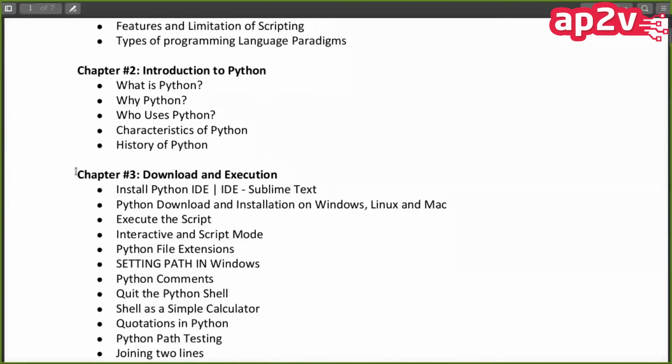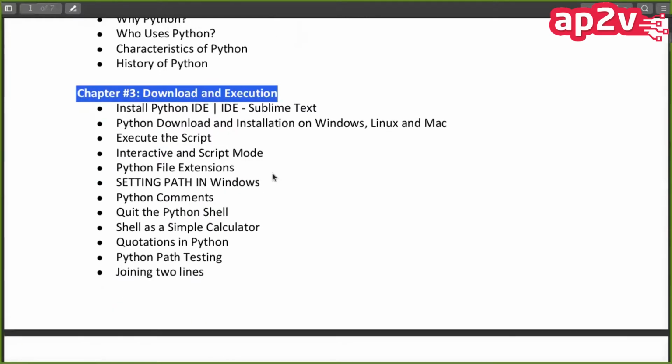In chapter 3, we will discuss downloading and executing Python on different platforms. Because Python is a cross-platform programming language, whether you create your code on Windows or Linux, you will be able to execute the same code on a different platform. So how can you set up an isolated development environment on different operating systems, for example Windows, Linux, Mac, Ubuntu, whatever you are using on your machine? Then how can you set up the path in Windows and Linux? We will set up the environment in chapter 3.